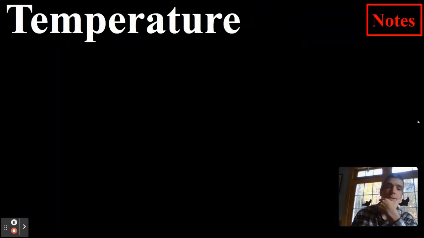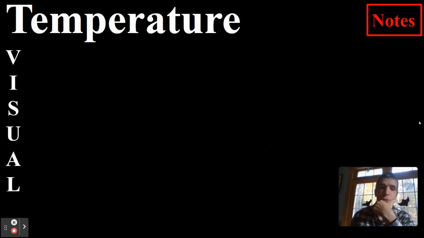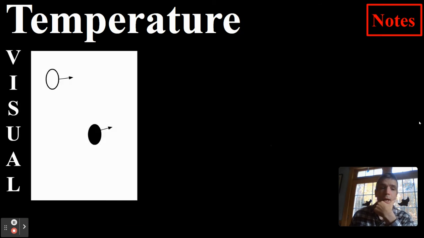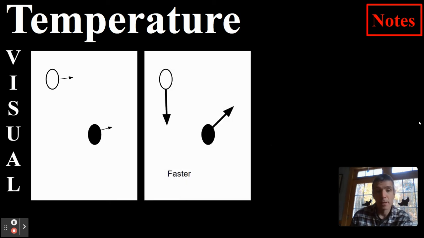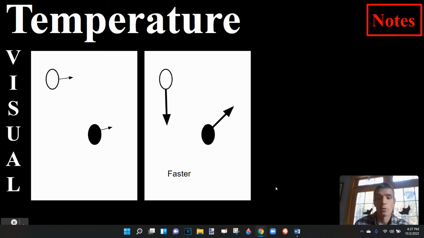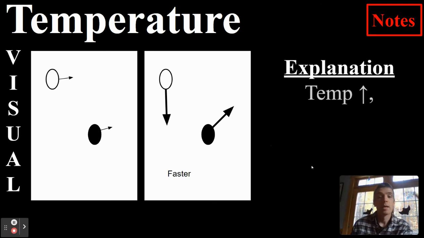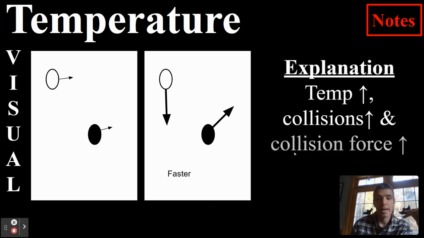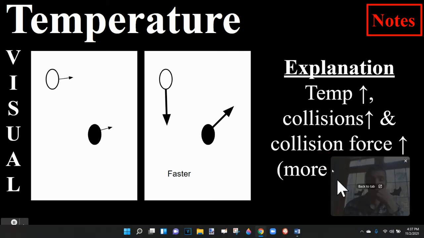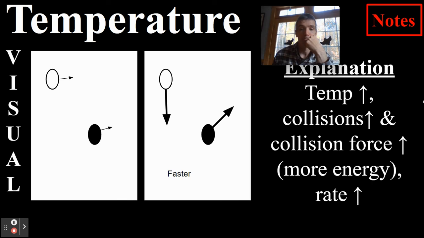Now, here is the visual for temperature. A great way to show that these things are moving around is just simply with arrows. The bigger the arrow, the bolder the arrow, the faster the molecules are moving. Therefore, they're going to collide more, and the force of these collisions will be greater. That's how it's going to make the rate go up.